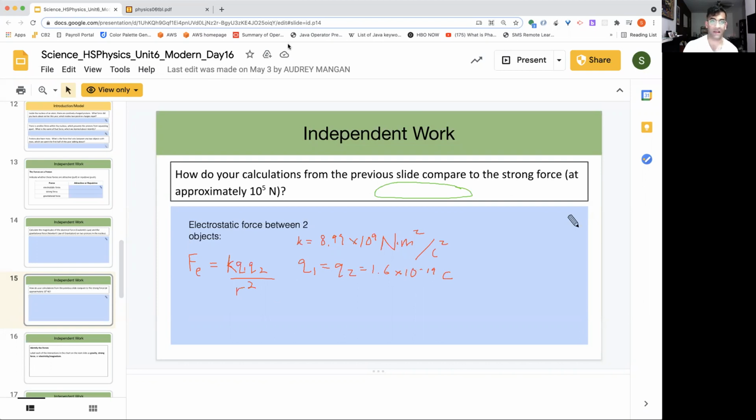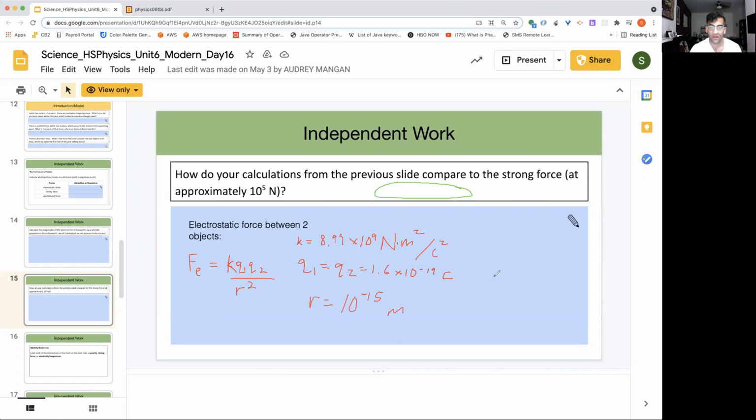Finally, the distance. Now, they don't tell us the distance, but the way that we tend to observe the distance between subatomic particles in the nucleus is in a distance called a Fermi. And a Fermi is 10 to the negative 15th meters. So we're talking about this microscopic amount of distance that we can't really see. I'm just going to write it out here. Our R is going to be 10 to the negative 15th meters.